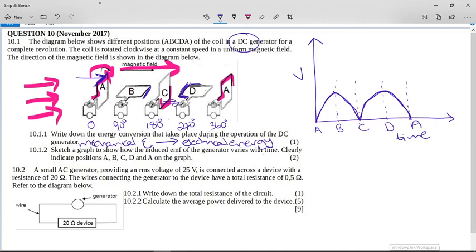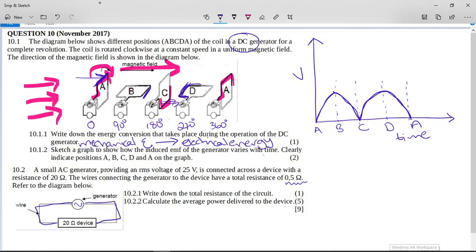Now it says to you here, 10.2, a small AC generator providing an RMS voltage of 25 volts is connected across a device with a resistance of 20 ohms. The wires connecting the generator to the device have a total resistance of half an ohm. So this is unusual, because normally we get the thing saying ignore the resistance of the wires, or the wires have a negligible resistance. Now they are telling you they have a resistance. So in actual fact, we can look at these wires as being a resistor in series with the 20 ohm device.